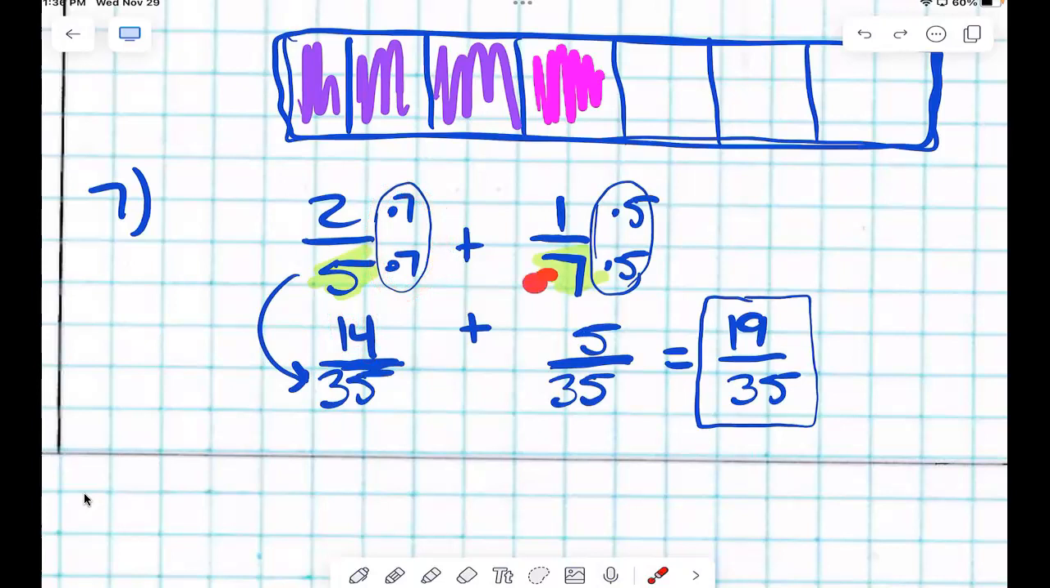Yes. How do I get from 7 to 35? What do I multiply the top number by? 5. What's 1 times 5? 5. Ooh, so now my denominators are the same, right? Yes. What's 14 plus 5? 19. Okay, that makes sense, yes? Yes. Is this fraction equivalent with that fraction? Yes. Is this fraction equivalent with this fraction? Yes. Cool.